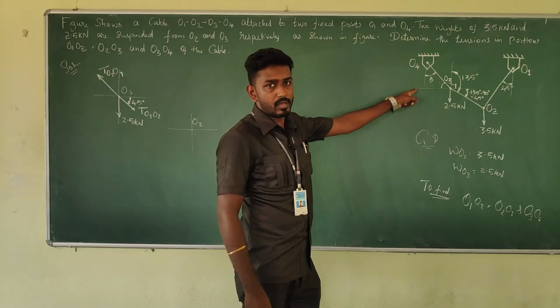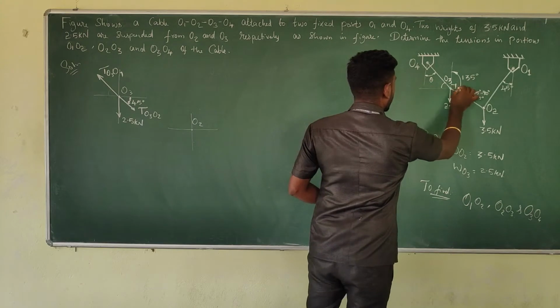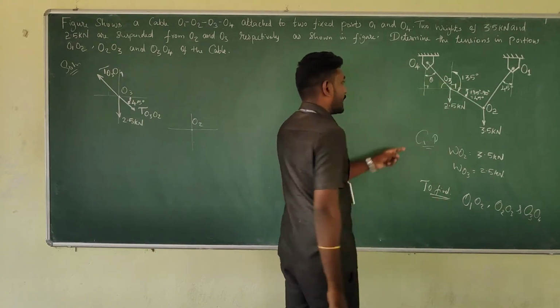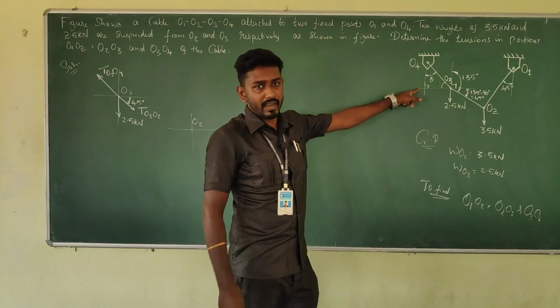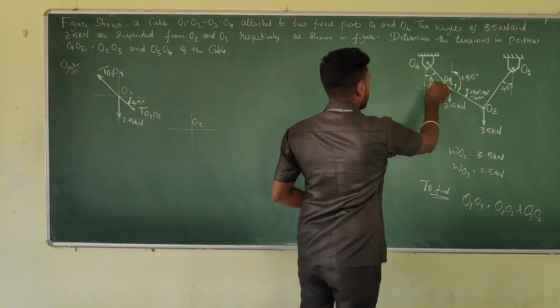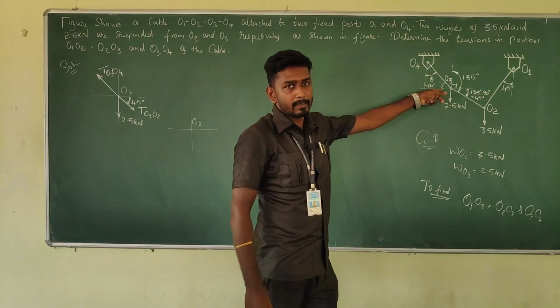How will you find it? Just make the right angle triangle. If you draw a horizontal line, and from this, if you draw a vertical line, you can form a what? Right angle triangle. If I consider a right angle triangle, I can say this is with a 90 degree. Am I right? Now what about this angle?